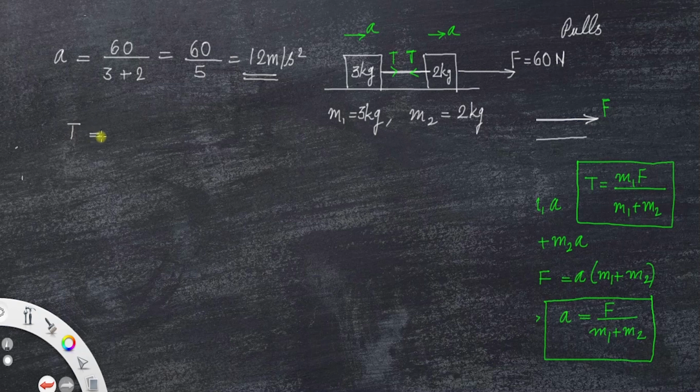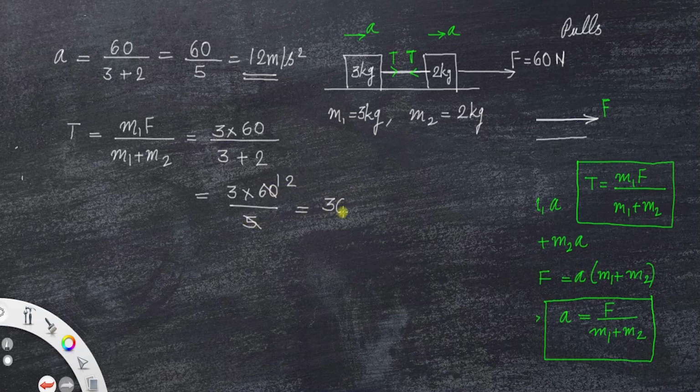Now what about the tension? Tension T is equal to m1F by m1 plus m2. That is 3 into F, 60, divided by 3 plus 2, which is equal to 3 into 60 divided by 5. Cancel this, 12. So 3 into 12 is 36 Newton. So the tension in the rope T is equal to 36 Newton. Clear? So for a two mass system connected using a rope, this is the expression for acceleration and this one is the expression for tension.